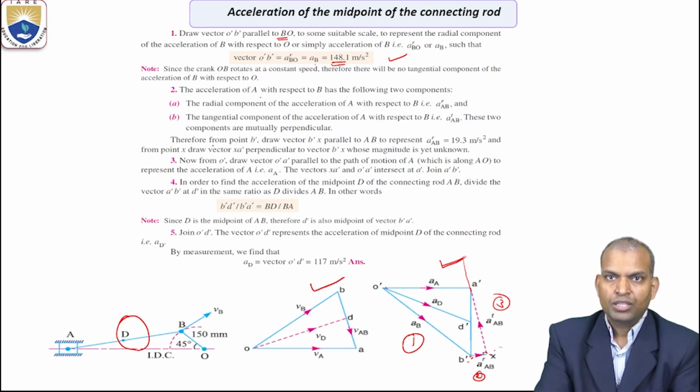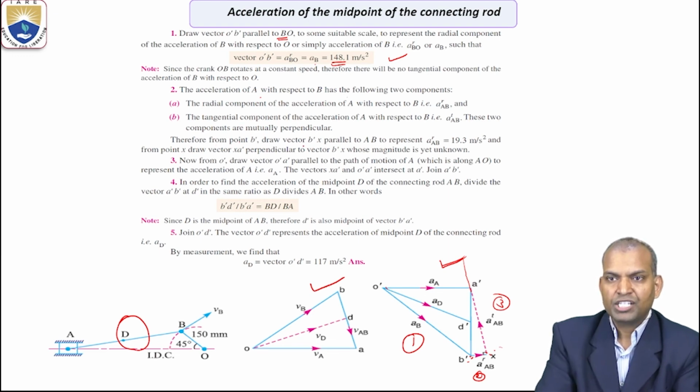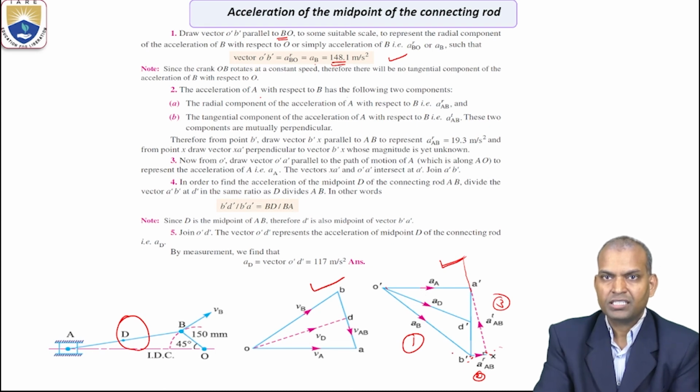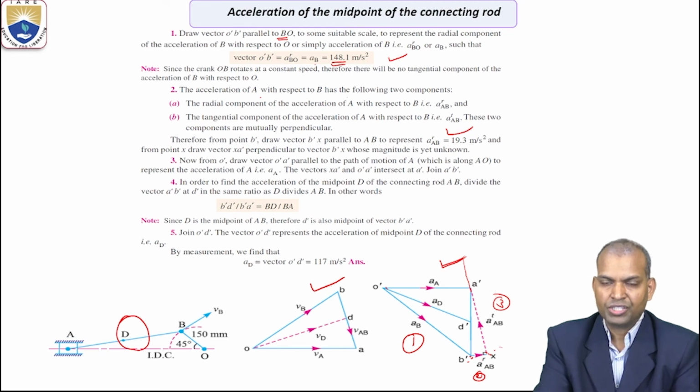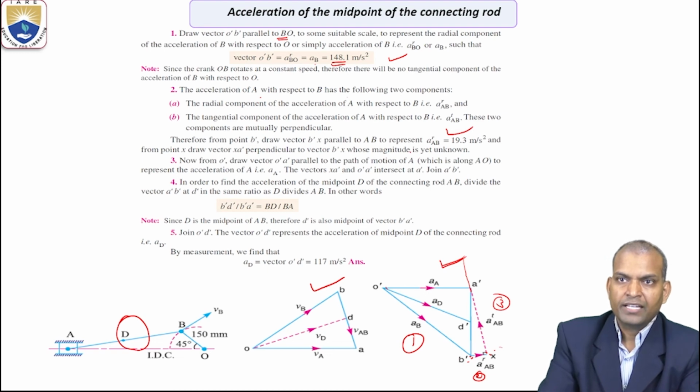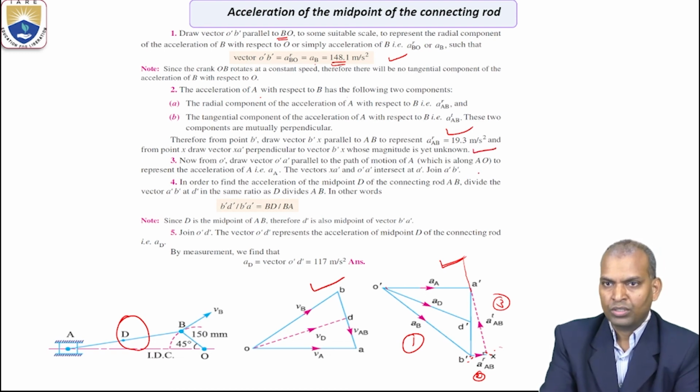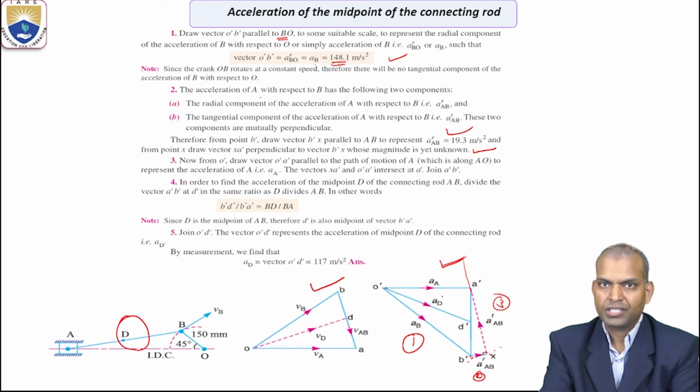Therefore, from point B dash, draw vector B dash x. Yes, B dash x, that is the second point, parallel to AB to represent ARAB. We know 19.3 meter per second square, both magnitude and direction. And from point X, draw a vector XA dash perpendicular to vector B dash x, whose magnitude is yet to be known. We know only direction.